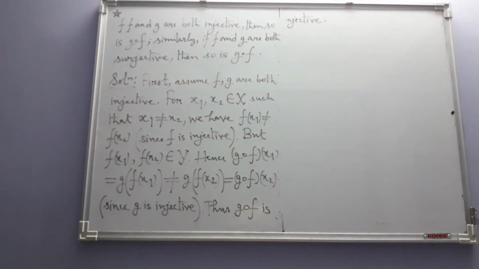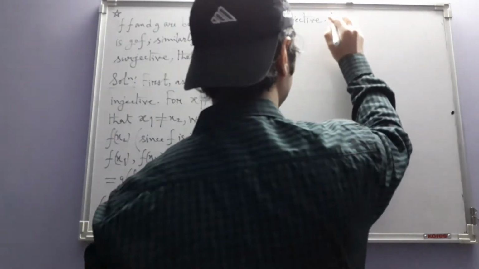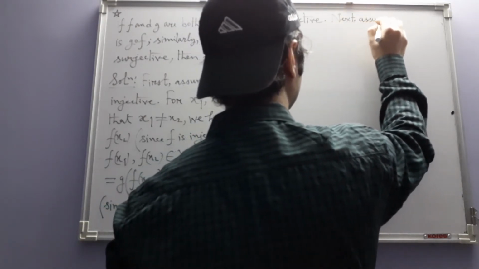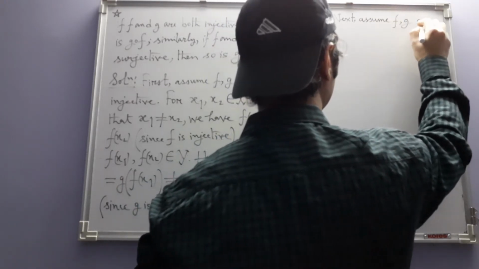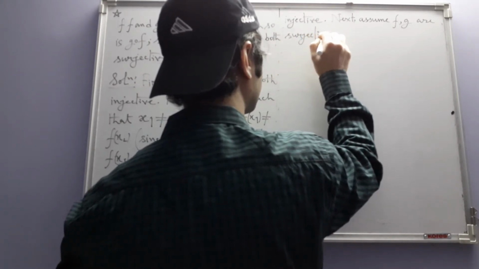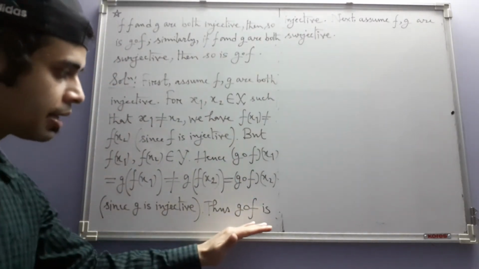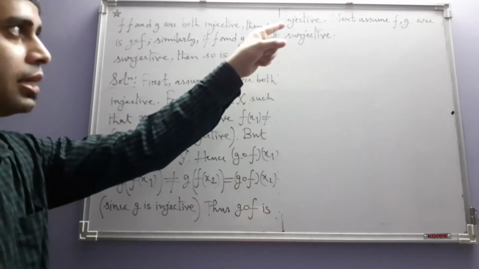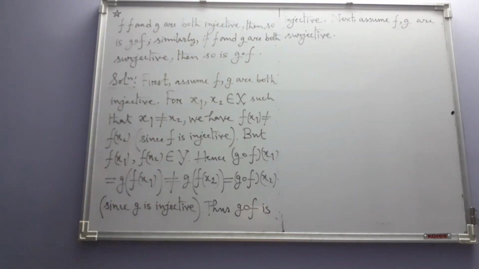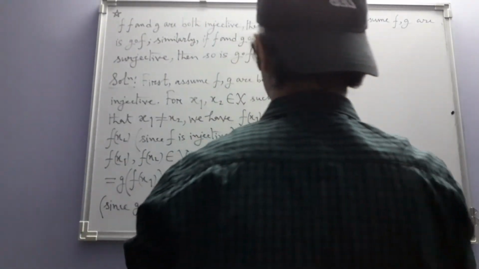Okay, next we show that g composition f is surjective if both f and g are surjective. Next we assume these functions are surjective. Note that the first part of the solution is over. So when we are assuming that f and g are surjective, there is no question of injectivity. They may or may not be injective, we don't care. We only are assuming surjectivity. Okay. Now what do we need to show?